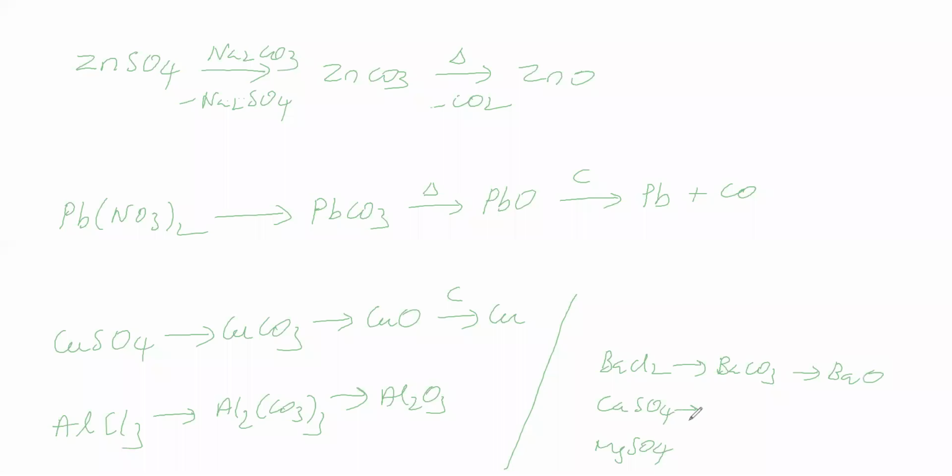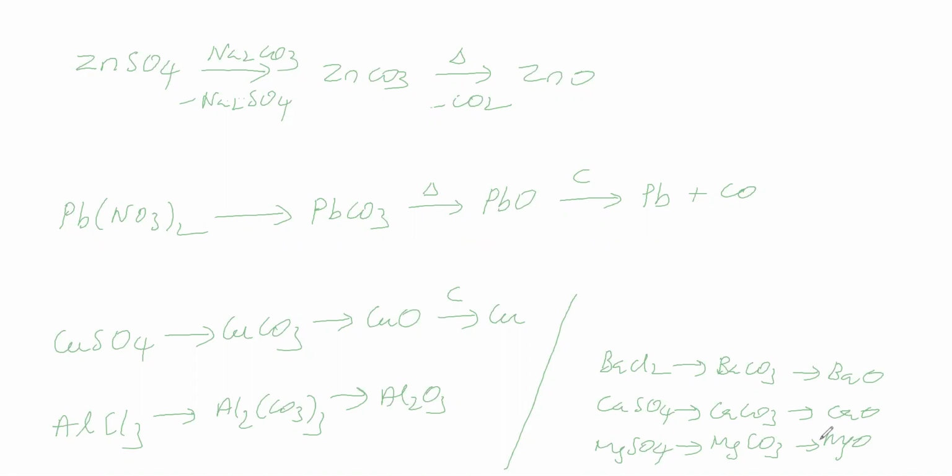If the given salt is calcium sulfate, then this calcium takes this carbonate and becomes calcium carbonate. Calcium carbonate on decomposition gives calcium oxide. Likewise, magnesium sulfate becomes magnesium carbonate, which becomes magnesium oxide.